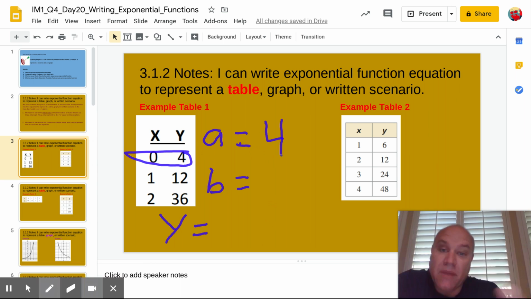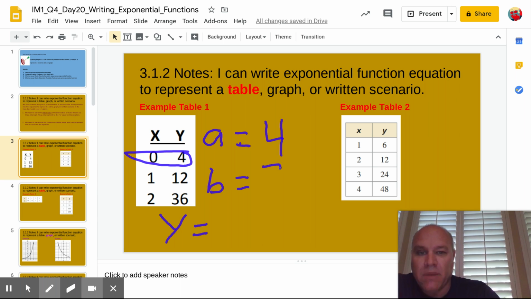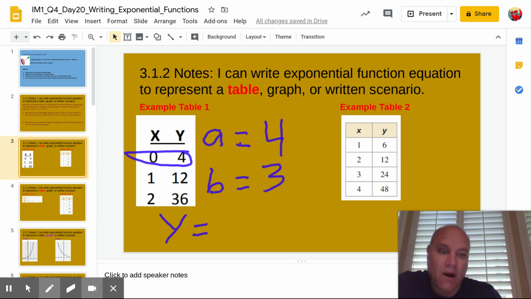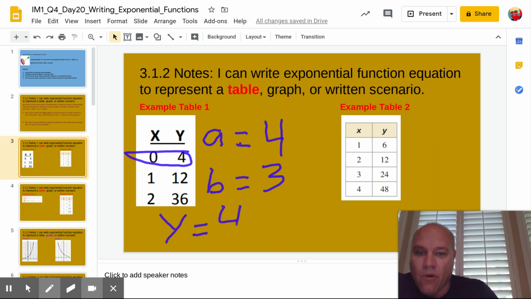Now the b value, what's that common multiplier? 4 times what is 12? 12 times what is 36? That's one way of doing it. Or you can go 36 divided by 12 is 3, and 12 divided by 4 is 3. So our b value is 3. Now name that function. We just substitute those values into our equation, y equals a times b to the x. So this one is y equals 4 times 3 to the x power.